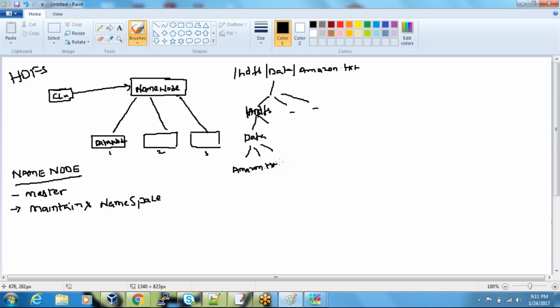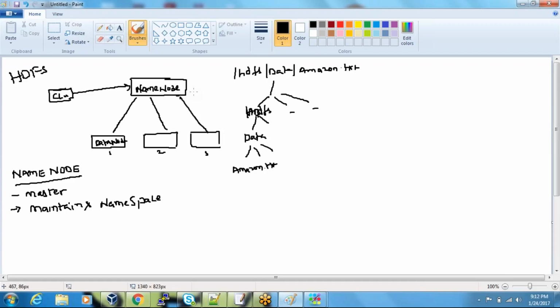How it writes the data into the cluster, we already saw yesterday. This is a continuation class from yesterday, that's why I'm skipping that. I'm not explaining how it writes into HDFS. This is called a tree structure. This is called namespace information. This namespace information is maintained by your master node.